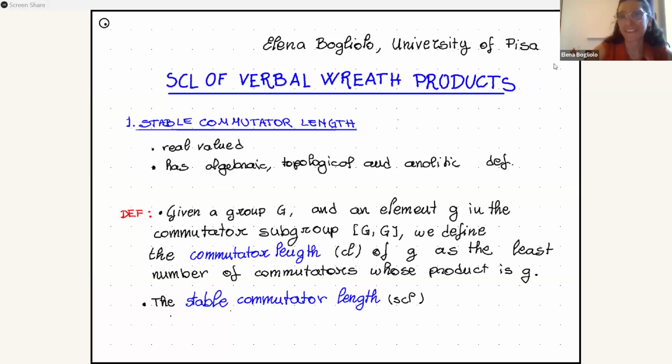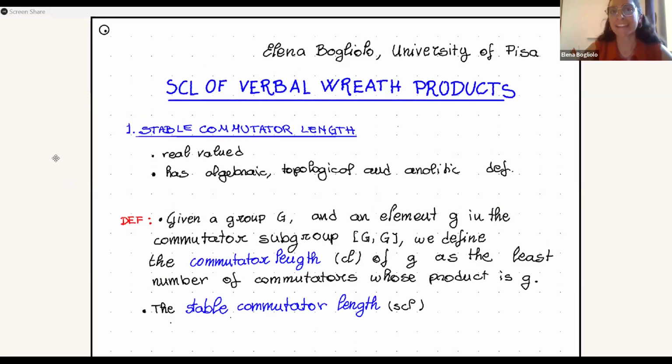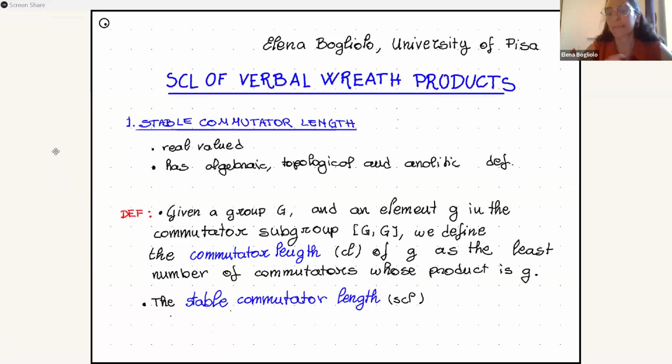Thank you for the introduction, and thank you for inviting me. So the goal of the next about 25 minutes will be talking about stable commutator length. Sorry, there are things appearing. We will be talking about stable commutator length, and in particular, we will try to give a sketch of the proof of a vanishing result for the stable commutator length of verbal wreath products.